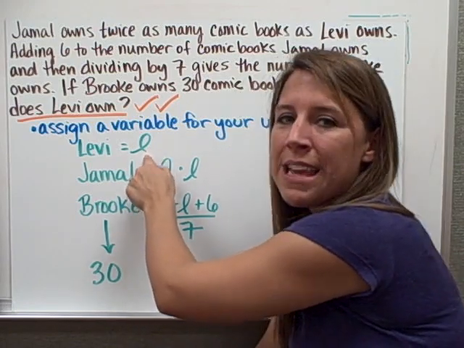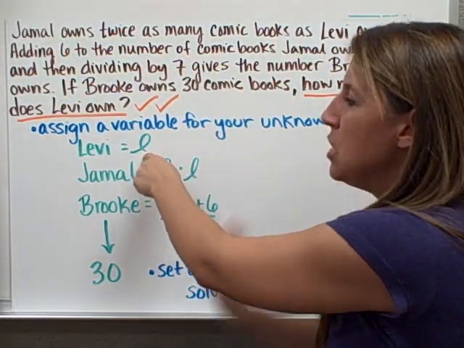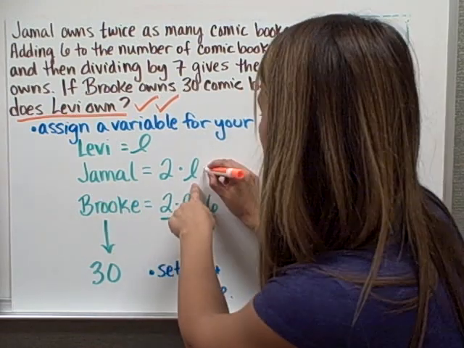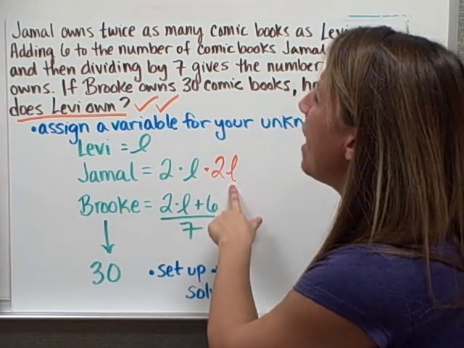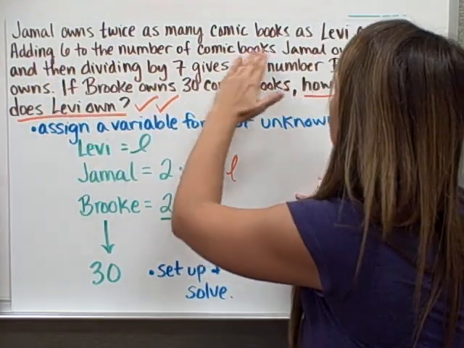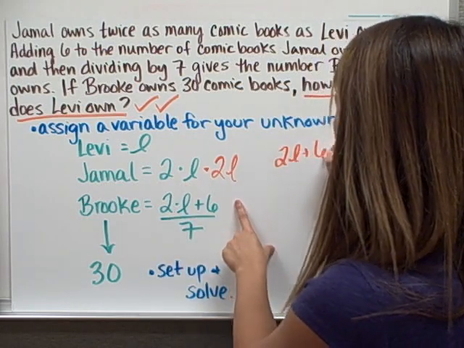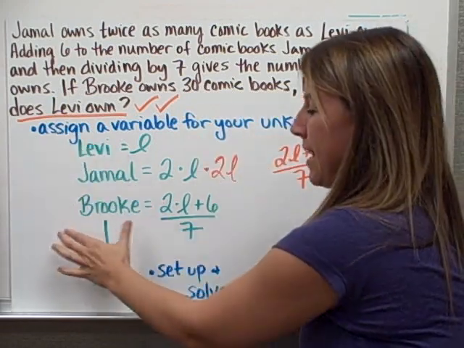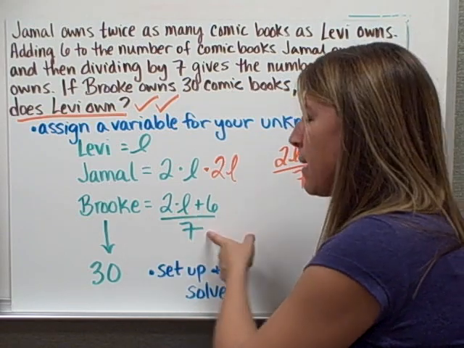Now what do I know about Levi though? I know that Jamal owns twice as many comic books as Levi. So if Levi is L, Jamal can be 2 times L, and we can rewrite this as 2L, right? Okay, so Jamal is 2L. And we were told this crazy stuff about Jamal. Let's go back. Adding 6 to the number of comic books Jamal owns, so adding 6 to 2L, and then dividing by 7 gives the number Brooke owns. And I have this here, 2L, that's Jamal, right? Plus 6, and then dividing by 7 is Brooke.